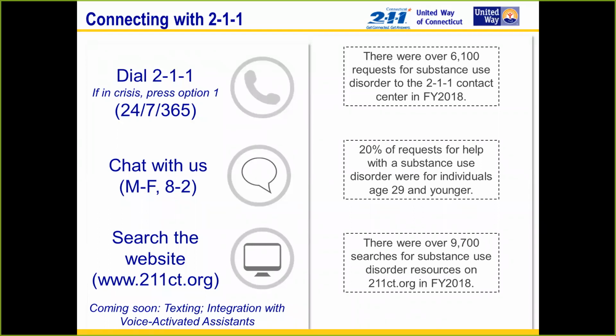And then also at the bottom, you'll see we'll be adding some additional ways to connect with us in the future. So one way will be texting. So we'll be adding an option for individuals to text in and speak with a 211 contact specialist via text for information and referrals. And we're also working on getting our 211 search engine integrated with some of the voice-activated assistants like Alexa, so that individuals who may not have a smartphone or a computer or are unable to use those devices can speak into one of the voice-activated assistants for information and referral.